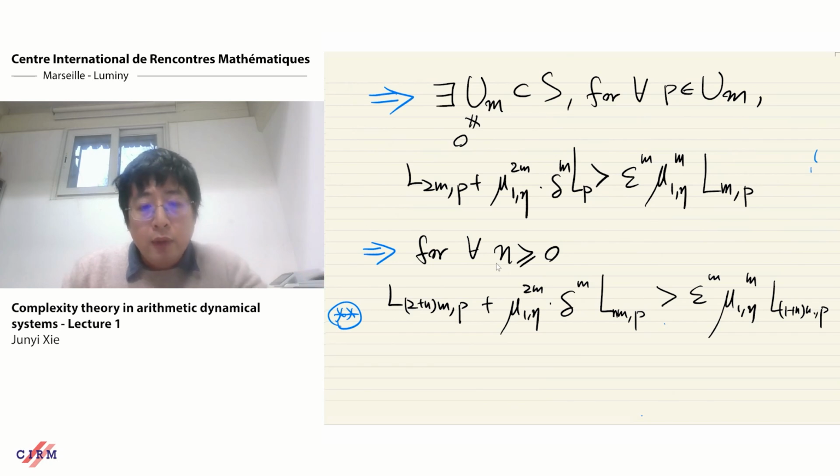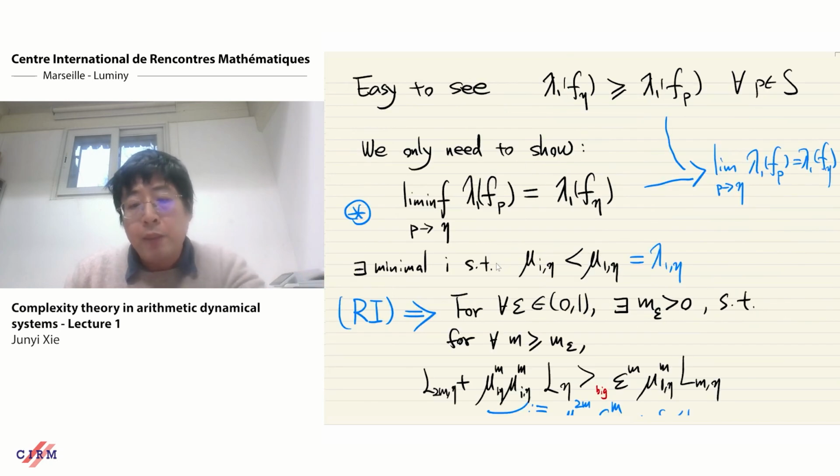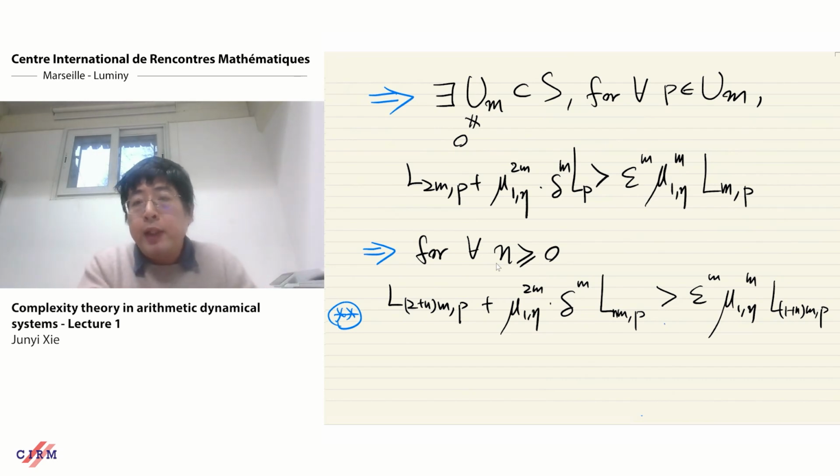This inequality is exactly the same as the inequality in the last line, but we just change this eta to p, because bigness is an open condition, and then we can pull it back by some iterate of f. So you get this recursive inequality, and we just write it as 2 star. L2 plus nmp plus mu1 eta 2m times delta m L nmp larger than epsilon m mu1 eta m L1 plus n m.